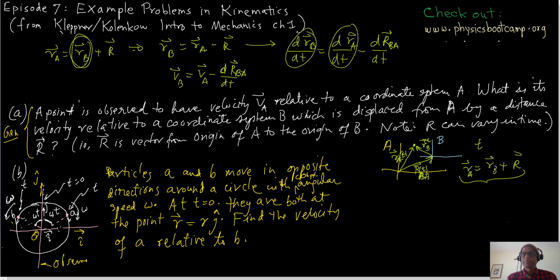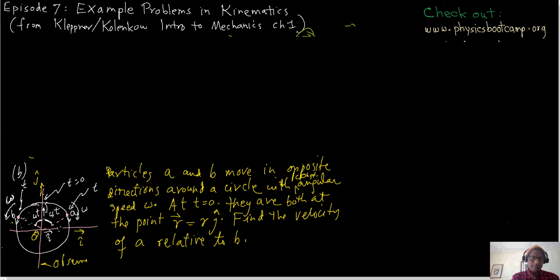Okay, so let's do this using these ideas. We have a situation where initially they were here, and in time t they moved over here. So this angle is omega t. If I call this RA, so you have an RA vector, then the RA vector is simply going to be x of A and y of A. Those will be these components.